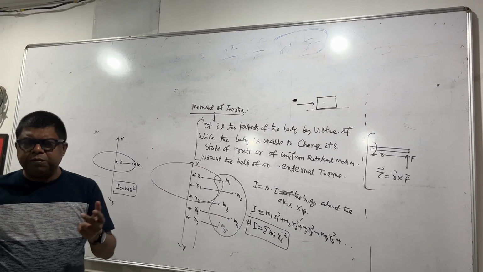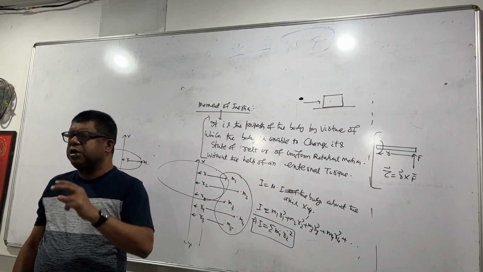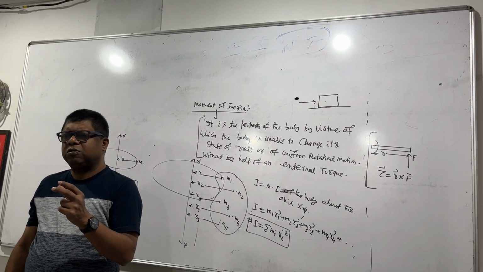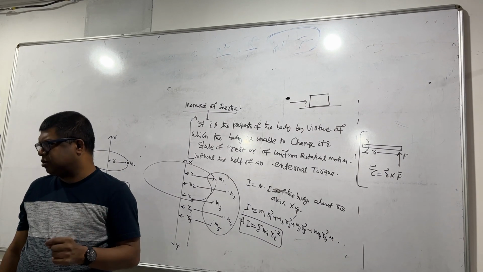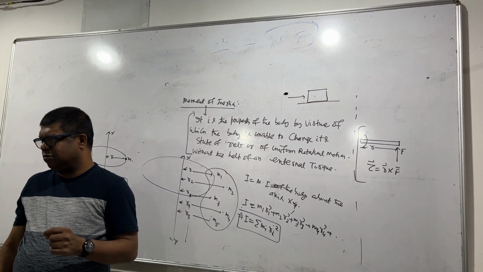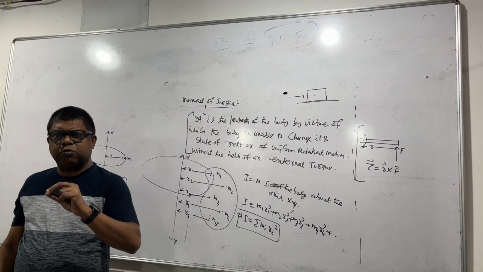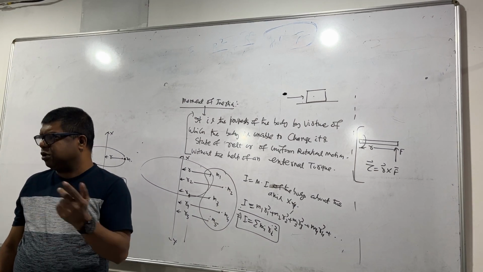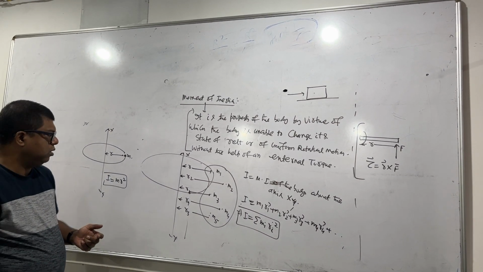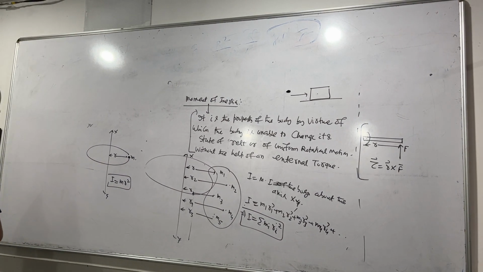So moment of inertia, in physical significance, plays the same role as mass in translatory motion. Moment of inertia is the physical quantity that plays the same role as mass in translatory, linear motions. Then, radius of gyration.